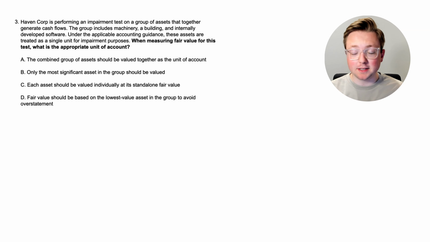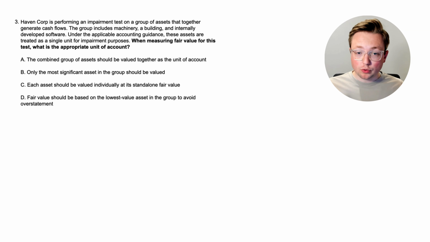So if you don't know what that means, that's okay. We're going to learn about that in this question, but let's go through the options. Option A, the combined group of assets should be valued together as the unit of account. Option B, only the most significant asset in the group should be valued. Option C, each asset should be valued individually at its standalone fair value. Or option D, fair value should be based on the lowest value asset in the group to avoid overstatement.